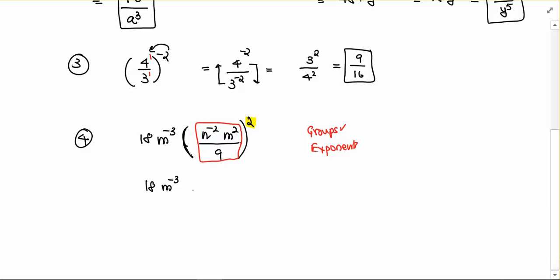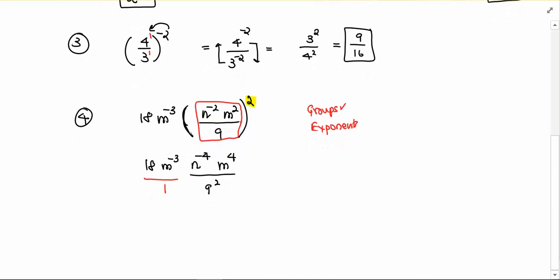So let's go ahead and multiply all our exponents through. So that's going to be n to the negative 4, m to the positive 4, and 9 to the second power. Now remember, these are all over 1. So this works out to be really 18. I'm going to put them together and move things around. So m to the minus 3 and m to the 4th, I'm going to put them next to each other so I can combine them. And 9 squared is 81.